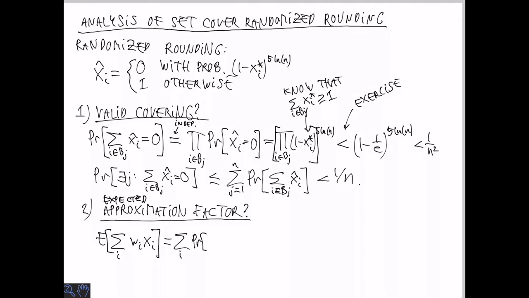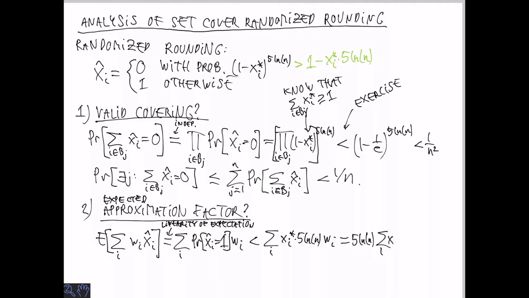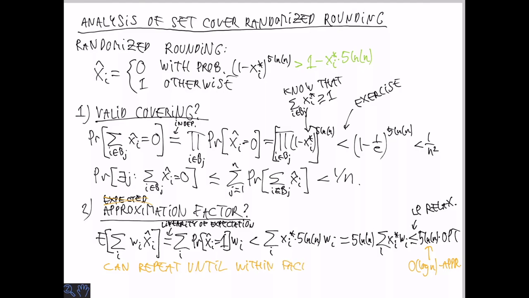So by linearity of expectation, we can write this as the sum of probabilities multiplied by wi. So this was linearity of expectation. And now we can use the expression that we have above for the probability that xi is equal to 1. And we can upper bound that by 5 log n times xi star. Okay, so that's pretty easy to see. And then, just moving 5 log n outside, we get an upper bound of that times the value of the linear program, the optimal value of the linear program, which is again a lower bound on opt. So that is, we get an approximation factor of 5 log n.